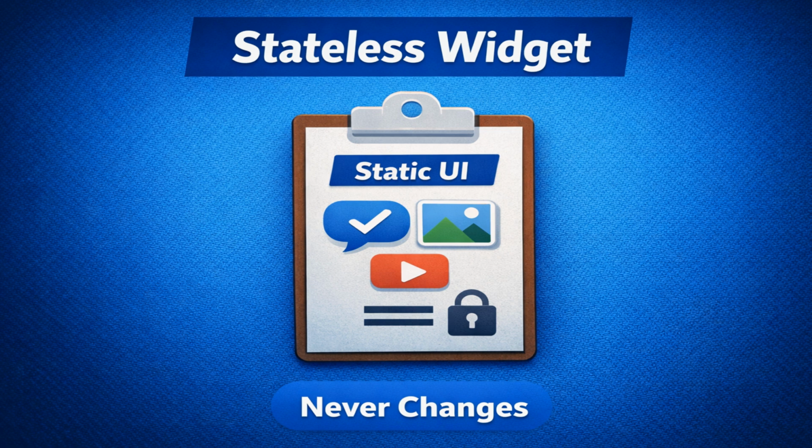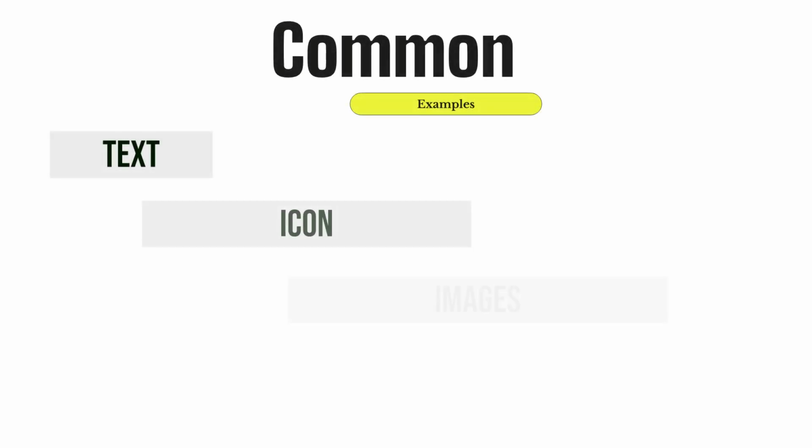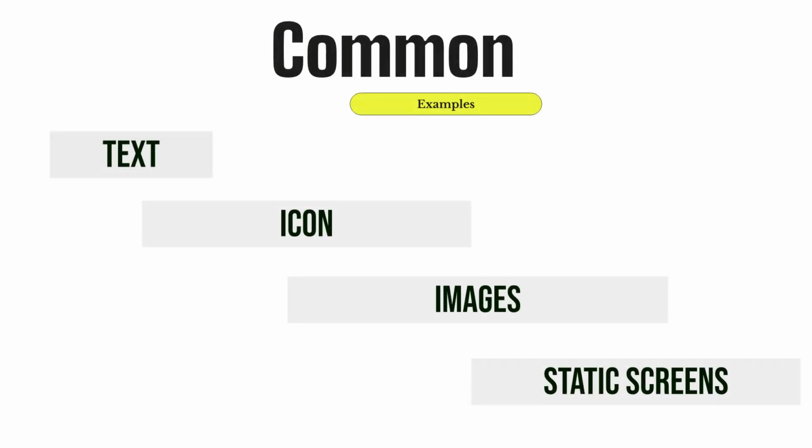A stateless widget is used when the UI does not change after it's created. There is no user interaction that modifies the UI. Some common examples are text, icon, images, and static screens.